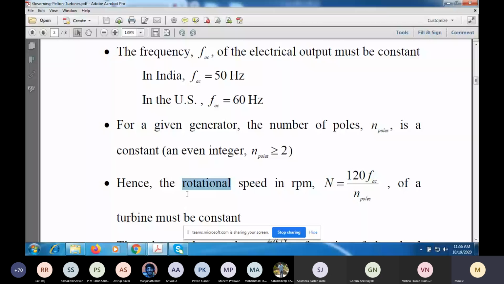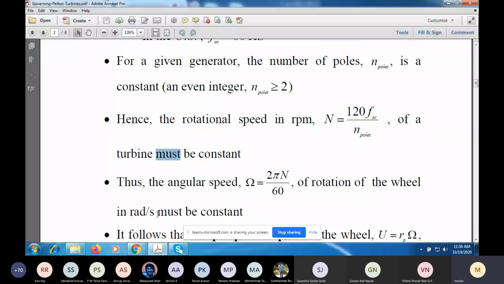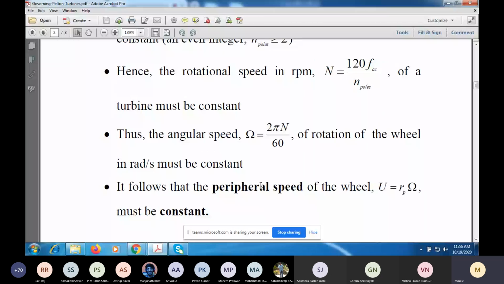So N is in RPM. If you want the angular speed, which I am denoting by capital omega, in radians per second, then you multiply it by 2 pi by 60. So capital N by 60 is the RPS, the revolutions per second. Multiplied by 2 pi, you get it in radians per second. And we have done our analysis by assuming that the radius of curvature of the wheel was large. So we replaced the rotary motion by a translatory motion. That is why we could assume that the frame of reference which was translating was an inertial frame.